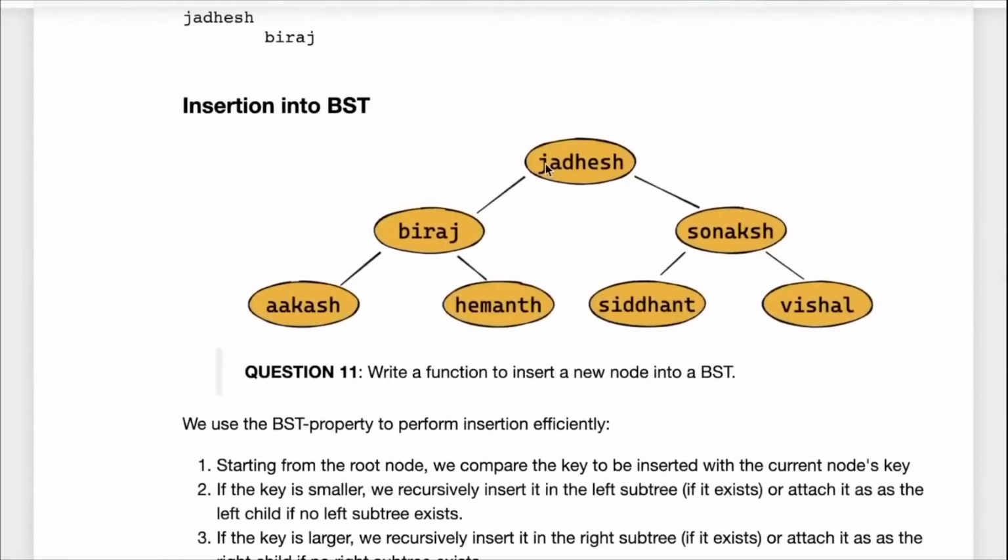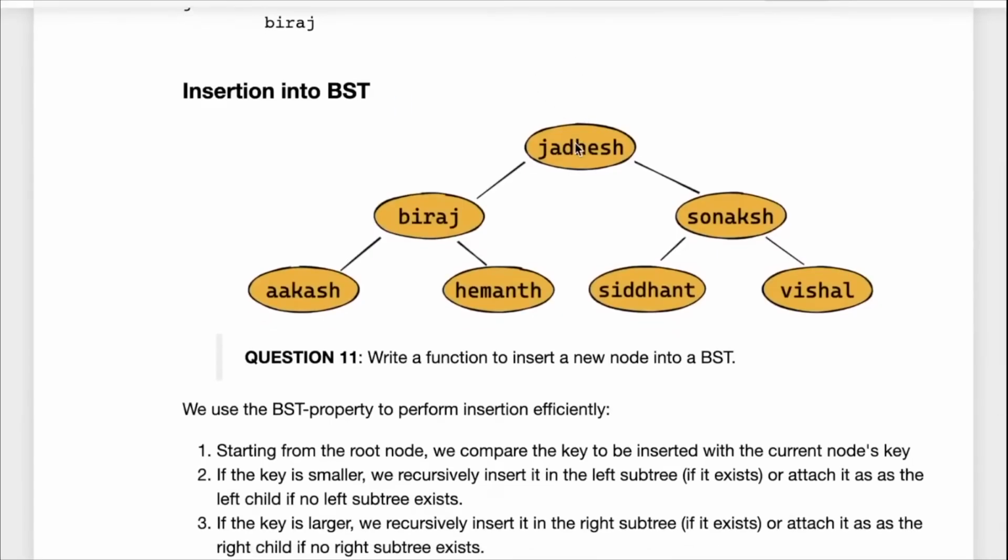Okay, so now we have this tree, and let's say we want to insert a new user with the username Tanya into this tree. So first we start at the root, and then we compare the key to be inserted with the current node's key. So the current node is the root. So we compare Tanya with Jadesh, and we see that Tanya is greater than Jadesh because T comes after J. So obviously Tanya should not be inserted into the left subtree. Rather, Tanya should be inserted into the right subtree.